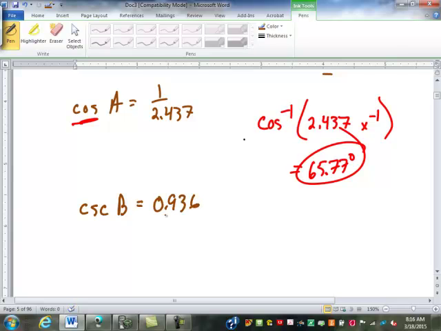So if cosecant of B equals 0.936, how do I find B? So you're going to use the sine instead, right? It's cosecant, so you use sine. The inverse sine of 0.936, do the x negative 1 in there. Okay, what's it give you? It's smaller than 1. Yeah, it's smaller than 1. Sine and cosine must always be between negative 1 and 1, which means secant and cosecant must always be larger than 1. You cannot have a cosecant of 0.936.